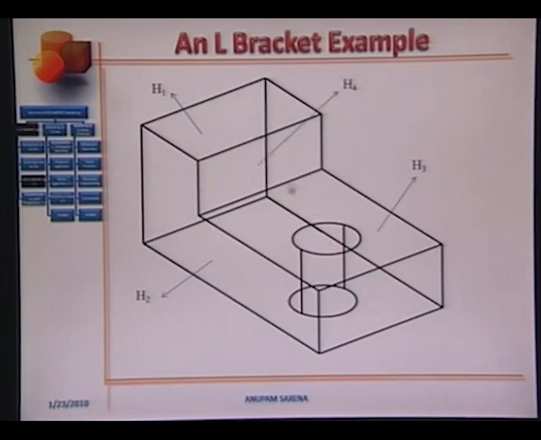The front plane as H4. This plane here as H5. The base of the bracket as H6. The back plane here as H7. And the top plane here as H8. The cylindrical surface is identified as a cylindrical half plane, H9.